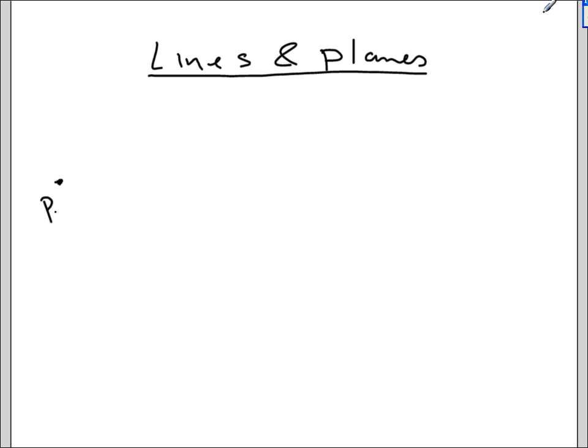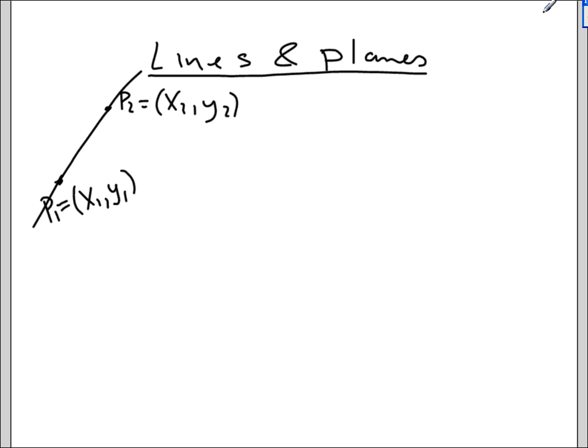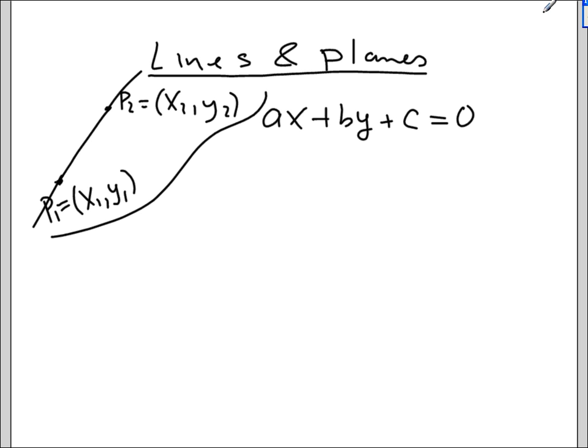If you have the point P1, which is x1, y1, and the point P2, which is x2, y2, certainly there's only one line that connects them. And of course, the line goes on forever. Now, every line can be written in the form ax plus by plus c is equal to 0. Every line can be written that way.